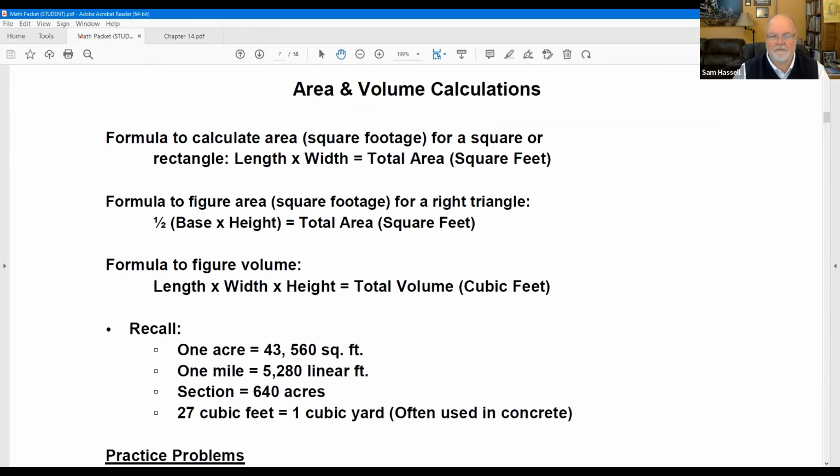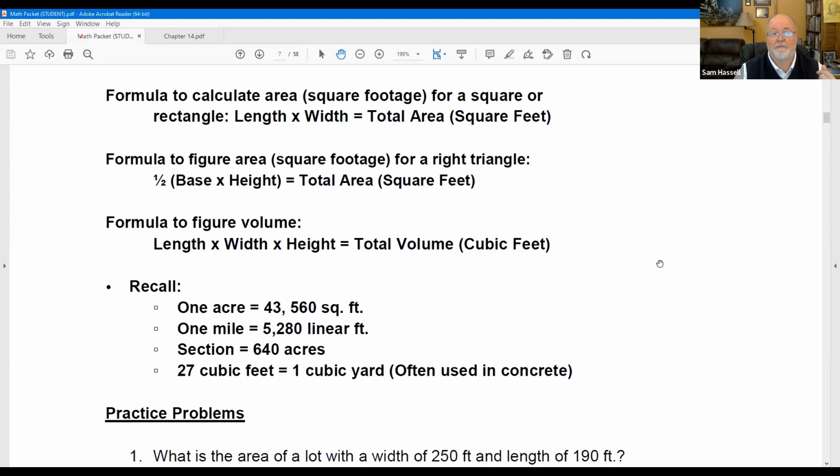Now, look, we're not just leaving you out there, right? We're not leaving you out there. So, again, length times width is total area, square feet. Triangles, right? Half base times height. It doesn't matter how the triangle looks. A triangle is only half of some type of rectangle. So when we're looking for square footage, it doesn't matter what it looks like. All right. So that is half base times height.